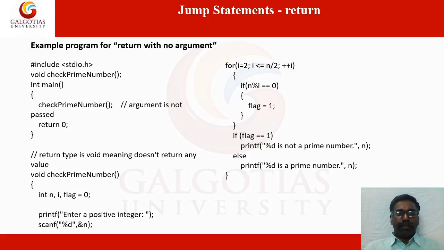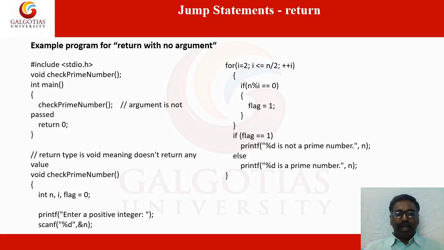Here the main function is there. In the main function, we are going to call a function called check prime number, and we go to the check prime number function. Inside that, we apply all the logic for getting the input, processing the value, and displaying the output there itself, and we come back to the main function without returning any argument from the called function check prime number. So that is done here.